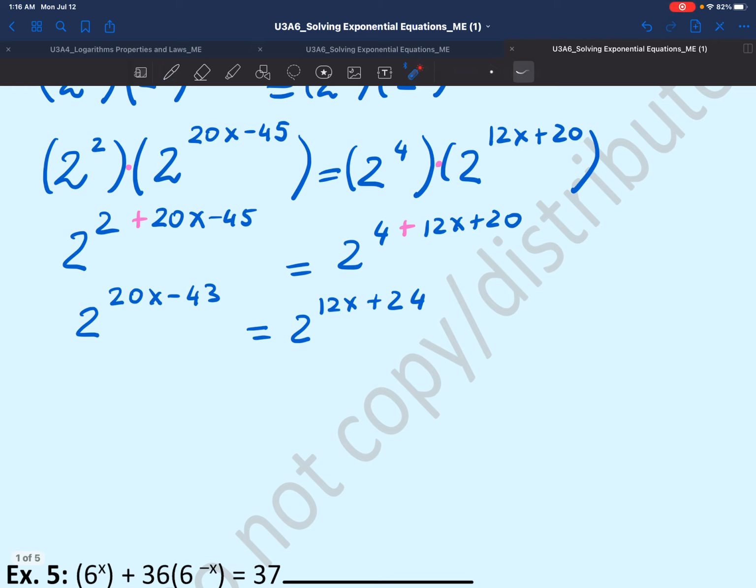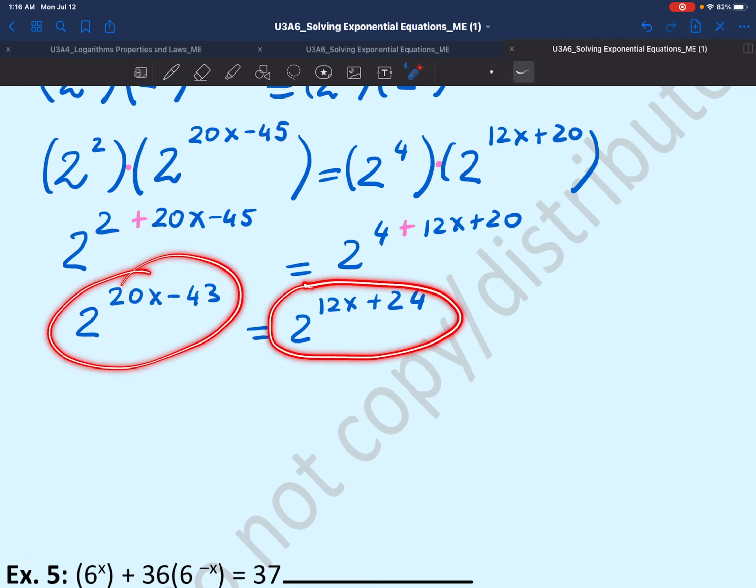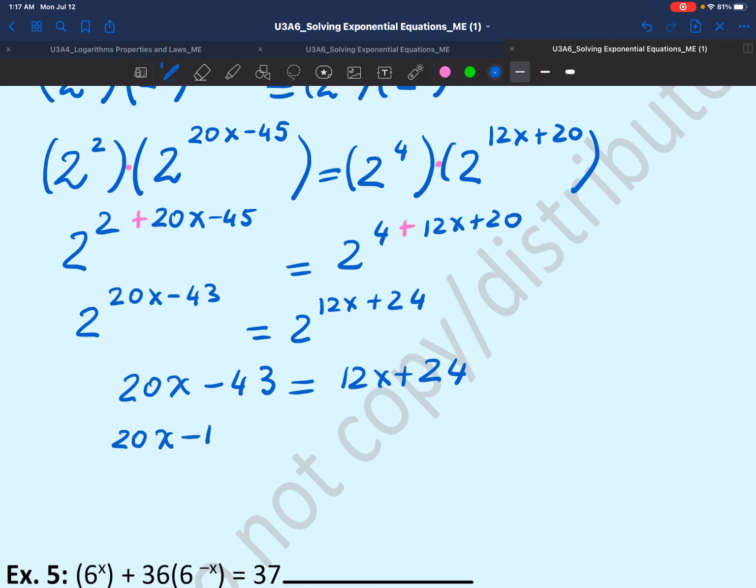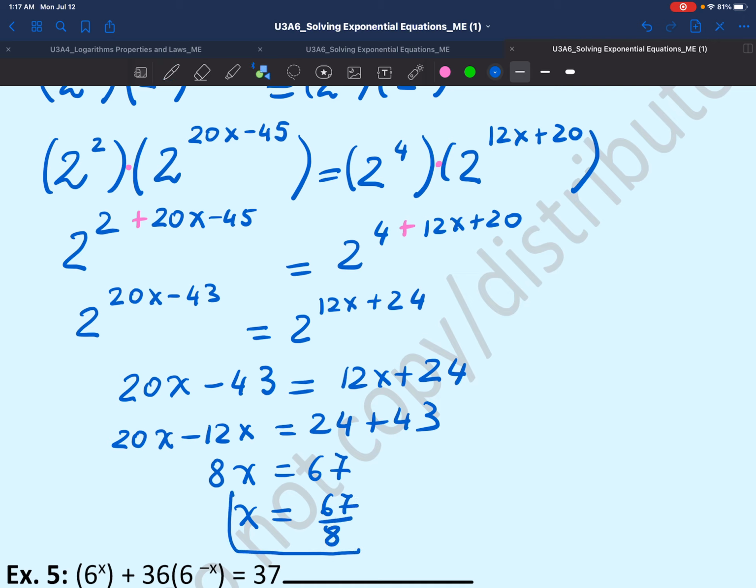Now we have an exponential number or term in each side of the equation. Bases are equal, which suggests that their powers or exponents are the same in value. So we equate the exponents, group the x terms to one side of the equation, constants to the other, and then we have 8x equals 67, from where x equals 67 divided by 8. And that would be the solution to this equation.